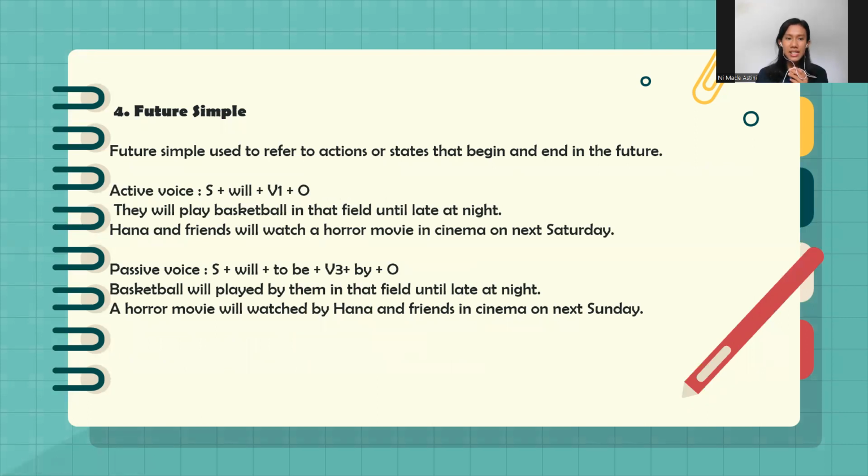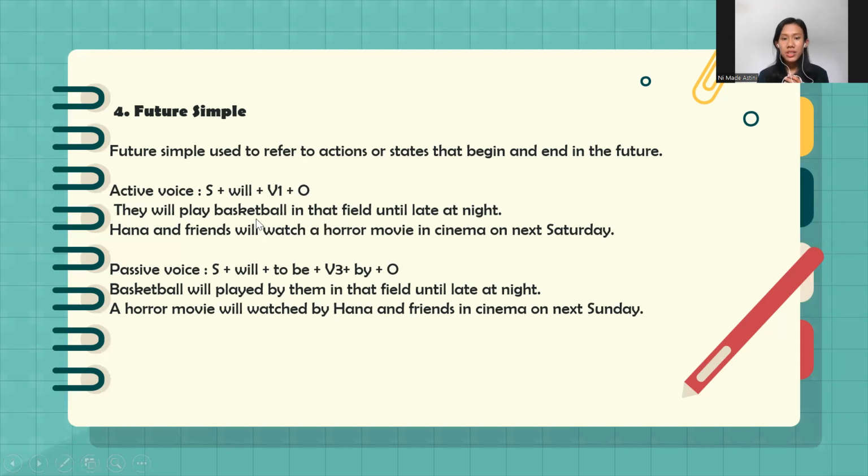The next one is future simple. Future simple is used to refer to an action or state that begins and ends in the future. The pattern is subject plus will plus verb 1 plus object. The example: They will play basketball in the field until late at night. So, they here is the subject, and then will play, with play as verb 1, and then basketball as the object, and then the rest.